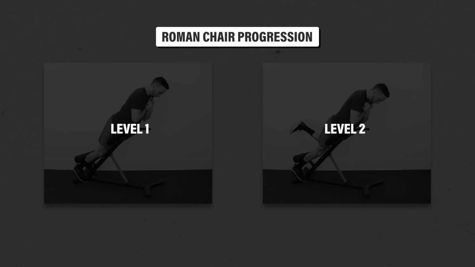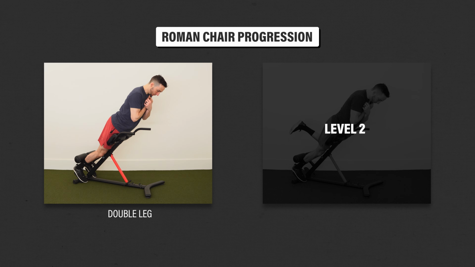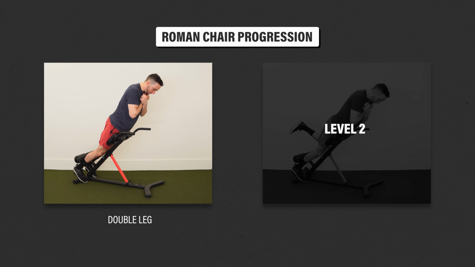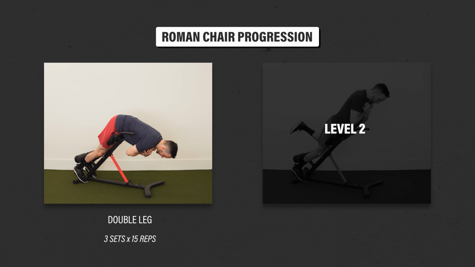Option 3, Roman chair progression. Level 1, double leg. Place your arms across your chest, hinge forward, then use your hamstrings to pull yourself back to the start. Build up to 3 sets of 15 repetitions through your full range of motion.